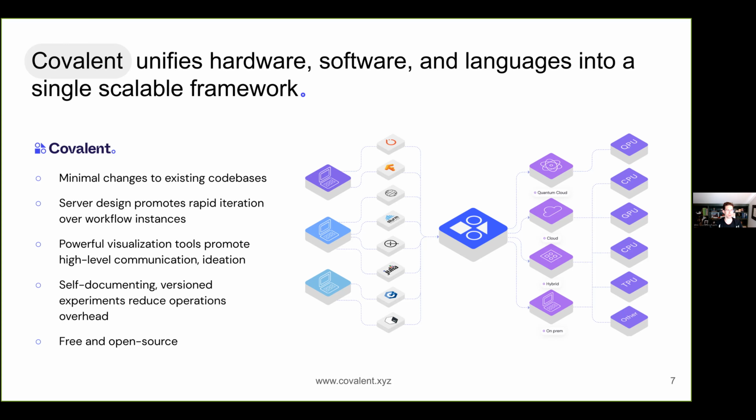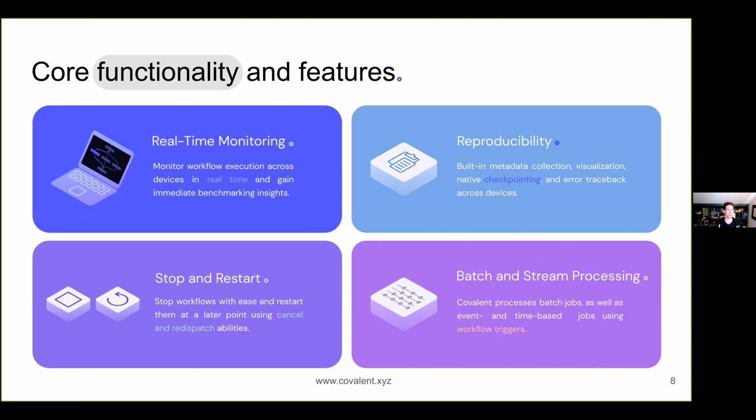This allows users to focus on high-level communication and ideation without spending too much time on note-taking. Let's take a closer look at some of the core features Covalent provides. First, real-time monitoring allows users to gain immediate insights and feedback about how an experiment is progressing. As tasks complete, users can inspect checkpointed results and immediately copy them back to a notebook for further analysis without waiting for the full workflow to complete.